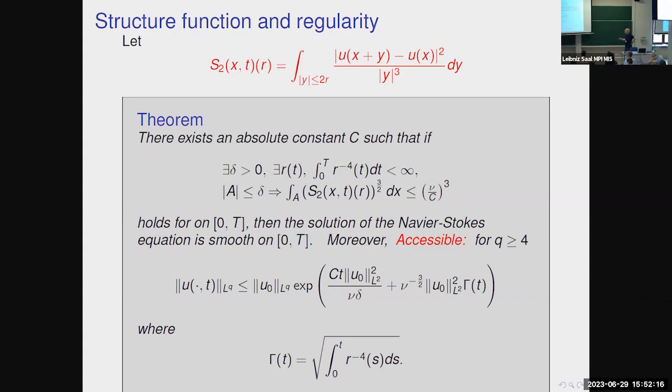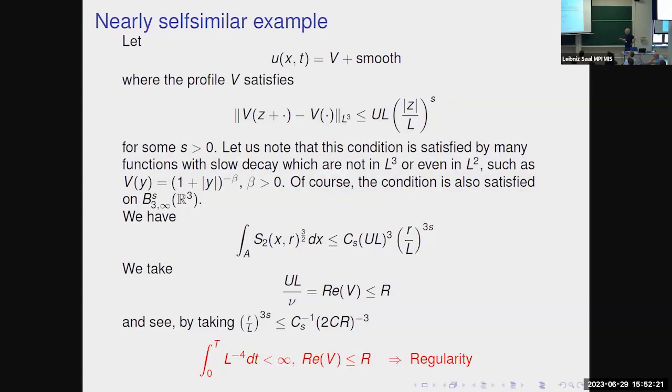So let's give some examples. One is that you assume that you have a function, a profile, and the displacement in the profile in L3 goes like some power, so positive power. So this doesn't require the function itself to be in L3, but requires only the increment to be in L3. So you can have functions that are very slowly decaying.